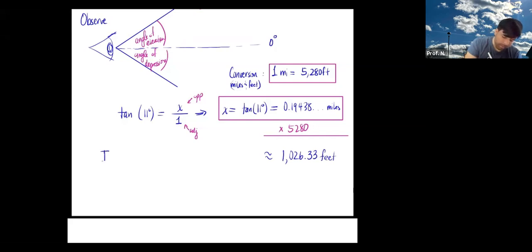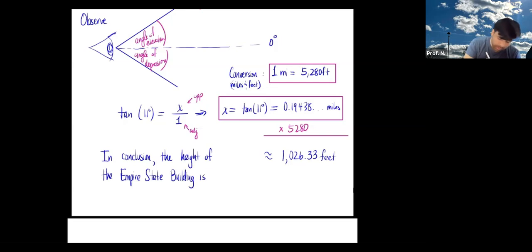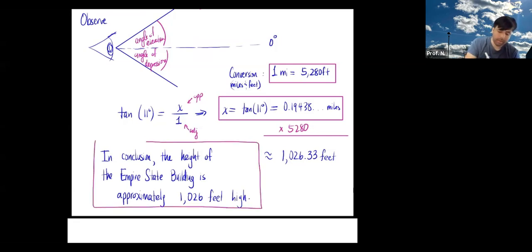So in conclusion, the height of the Empire State Building is approximately 1,026 feet high. And of course, this is just a rough approximation.